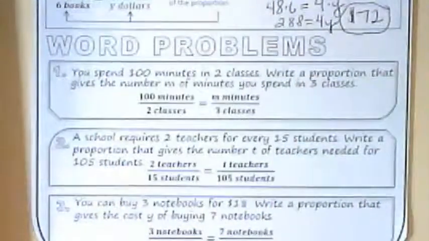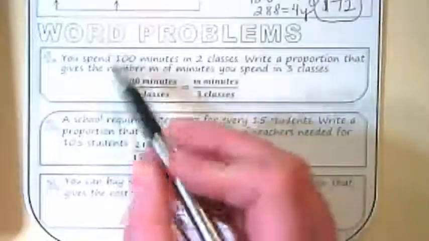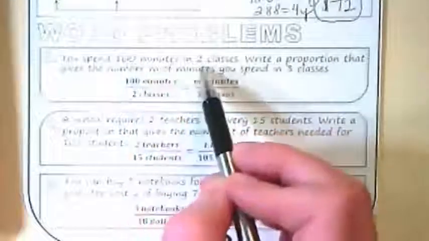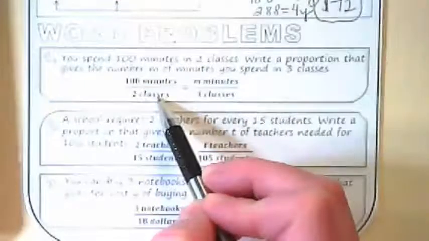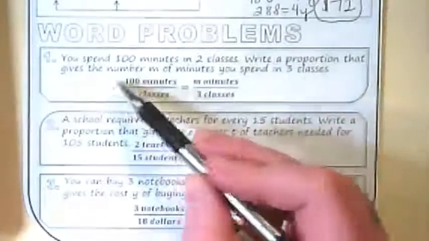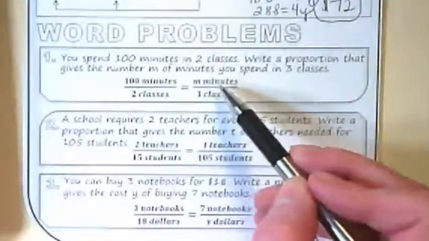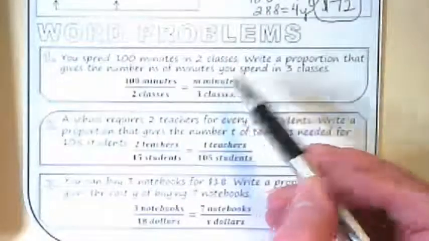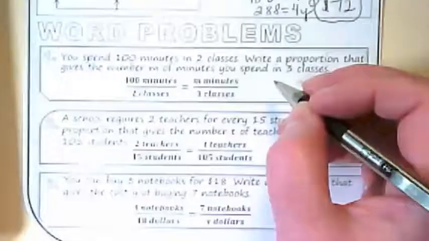Please notice that there's words in all of these ratios. Do you see them? This is one example of how to set it up. You spend 100 minutes in 2 classes. Write a proportion that gives the number of minutes you spend in 3 classes, assuming all the classes are the same length, right? Not the case on our Smart Wednesdays, true?